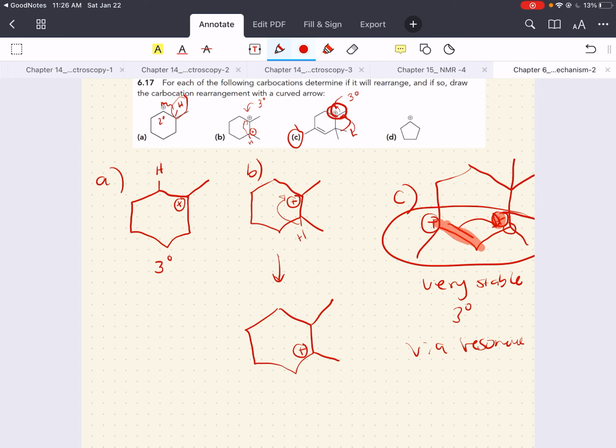Now D. D has a secondary carbocation. There's a lot of hydrogens nearby. You can move them, but all you will form are more secondary carbocations. There's no way to form a tertiary carbocation here, so really no shift will happen here. All right, fantastic.